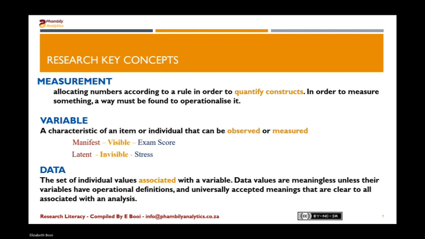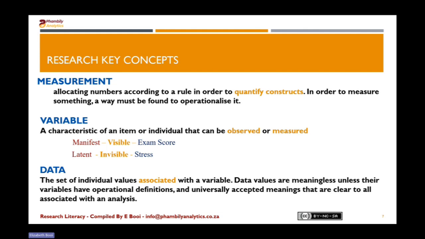Okay, so we've been talking about the variable, and we said it is a characteristic that describes an item or an individual, and it can be observed or it can be measured. So when we start observing things and we say these are the values that come from that, we are referring to what we call data points or data. Sometimes we use these words interchangeably, variable, data, but data is actually the values from those variables. Those are the set of individual values associated with the variable.